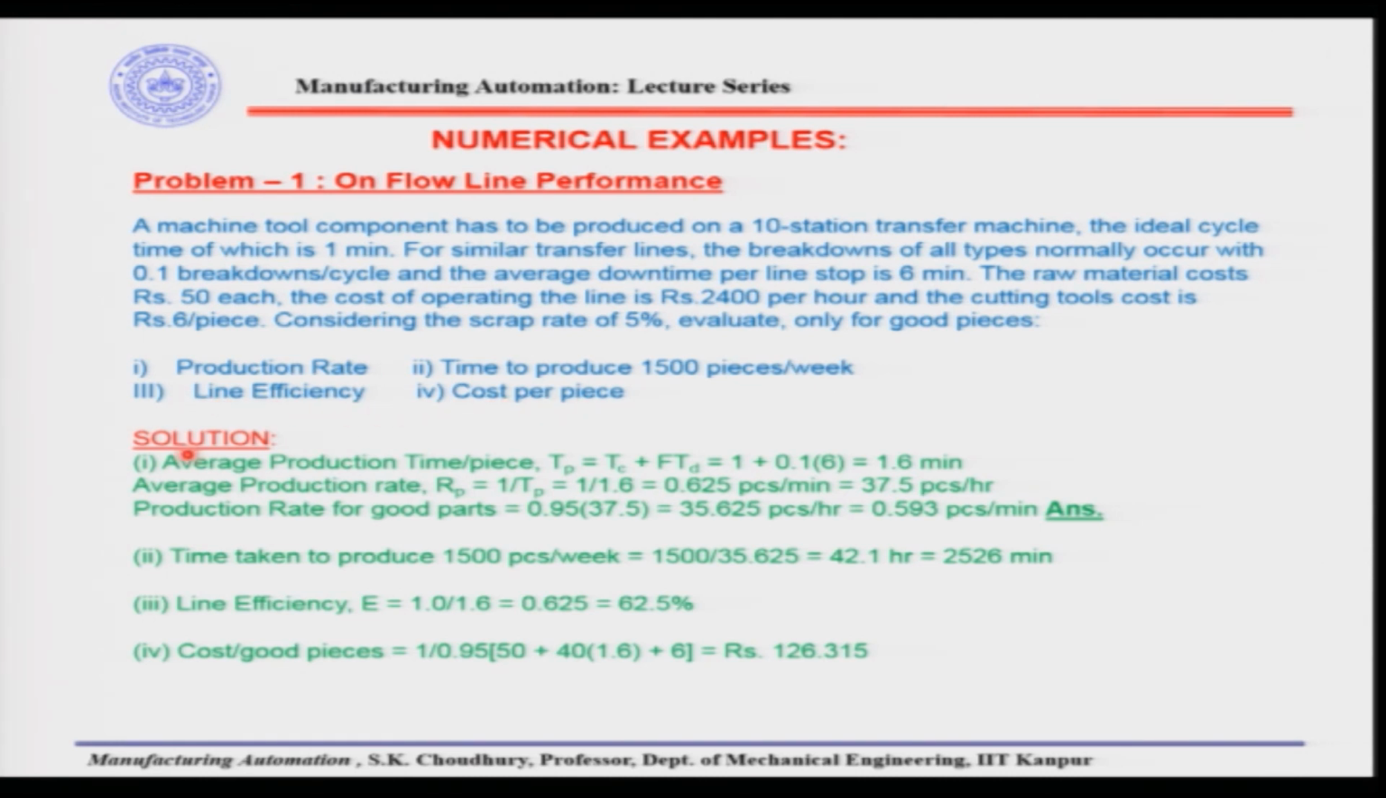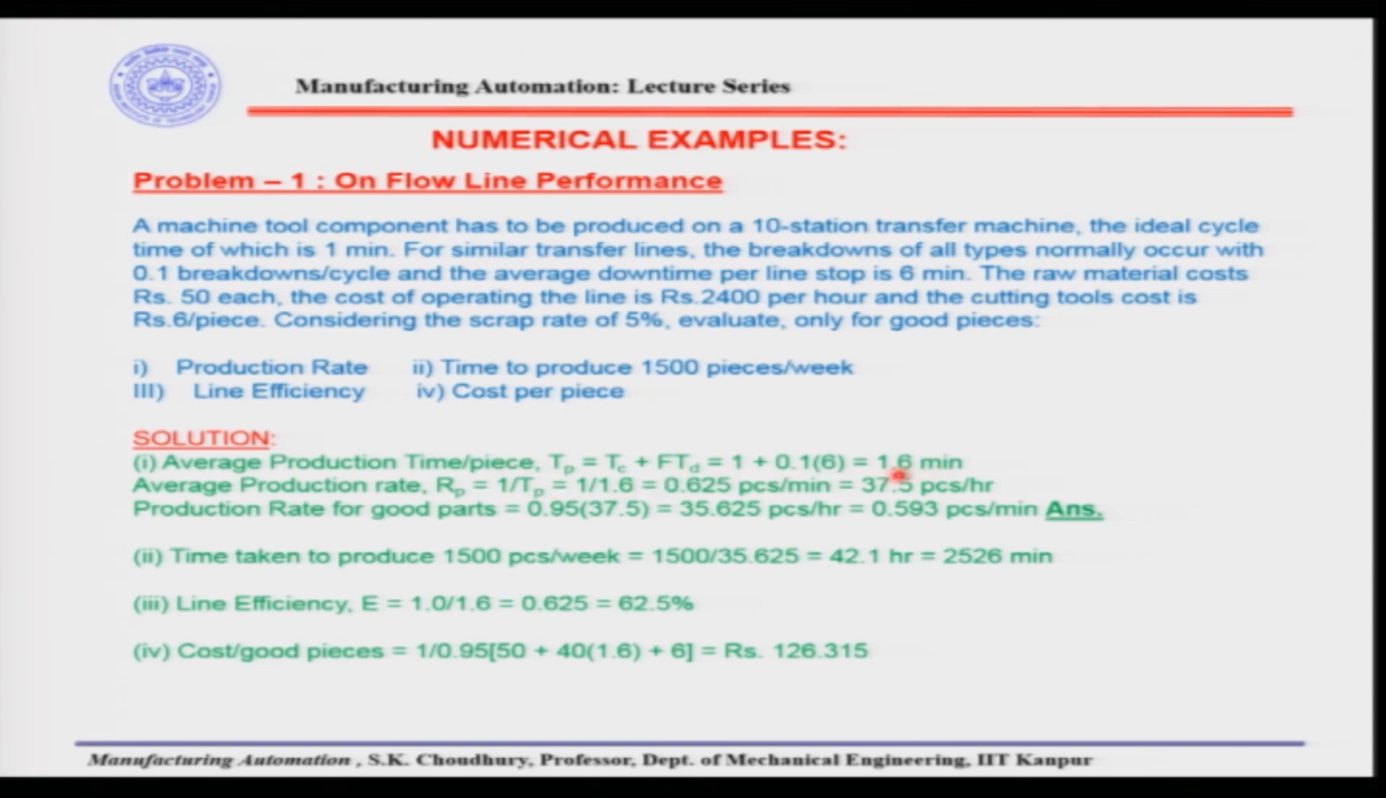Here, to make the solution, first of all you have to remember what things are given. Now, let us see the average production time per piece, this Tp. If you remember, that was Tc plus the breakdown effect, and the breakdown effect is the Td, the time taken, and the frequency. Here Tc is given as 1, in minutes, and the frequency is 0.1 breakdowns. Then the 6 given is the Td. So, 1 plus 0.1 into 6 will be 1.6 minutes, which is the average production time per piece.